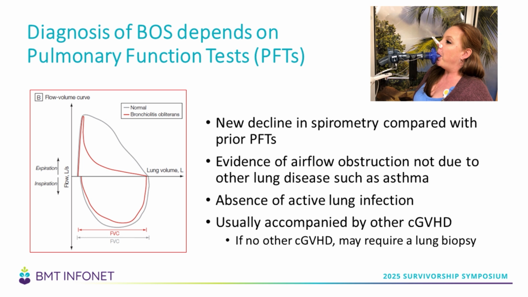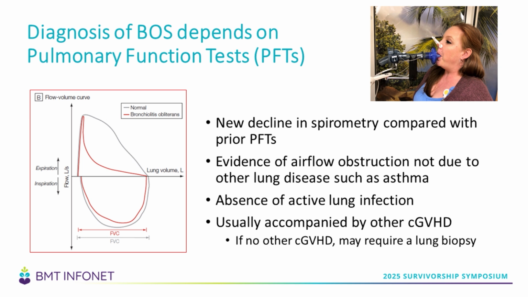The diagnosis of BOS depends on pulmonary function tests. Transplant survivors, I think most of you are familiar with the PFT lab, and the diagnosis is predicated on a new decline in spirometry compared to your prior PFTs. This is just a little graph showing that when you blow out, this red line is scooped, meaning that air is having a hard time coming out of your lungs, whereas normal should be this nice, smooth, convex line. This shows us that there's evidence of airflow obstruction, but the airflow obstruction should not be due to other lung diseases, including asthma.